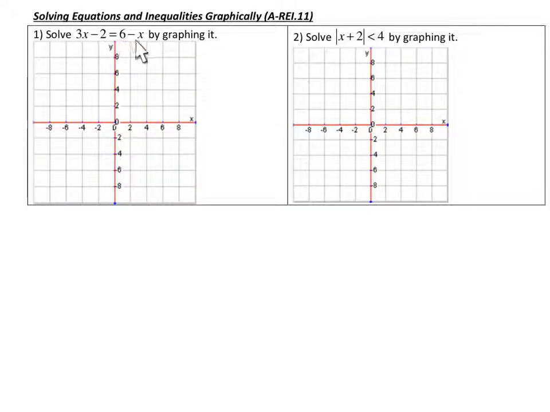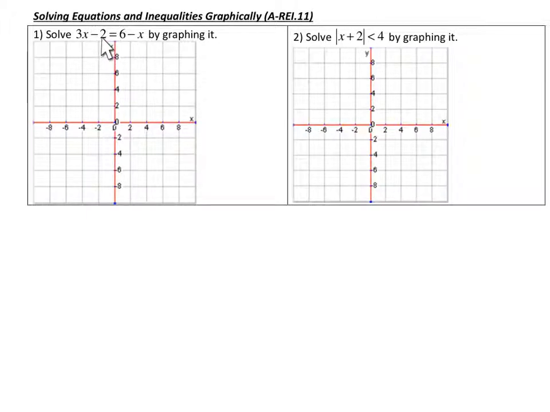If you were to solve this equation, it's actually a fairly easy equation to solve. And doing it by graphing is not your best choice, but it works. For solving this one by graphing is a good choice because it's a little bit more complicated. So let's solve this by graphing.